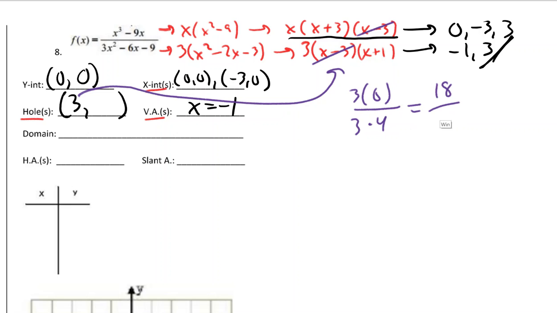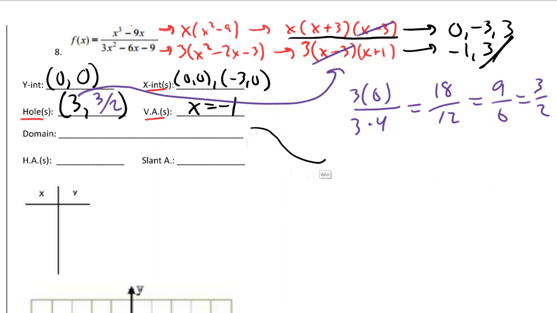And you get 18 over 12, which reduces to 9 over 6, which reduces to 3 over 2. So even though the graph does not hit that point, it's still going to help us with our graph, and we need to show it as a big open circle.